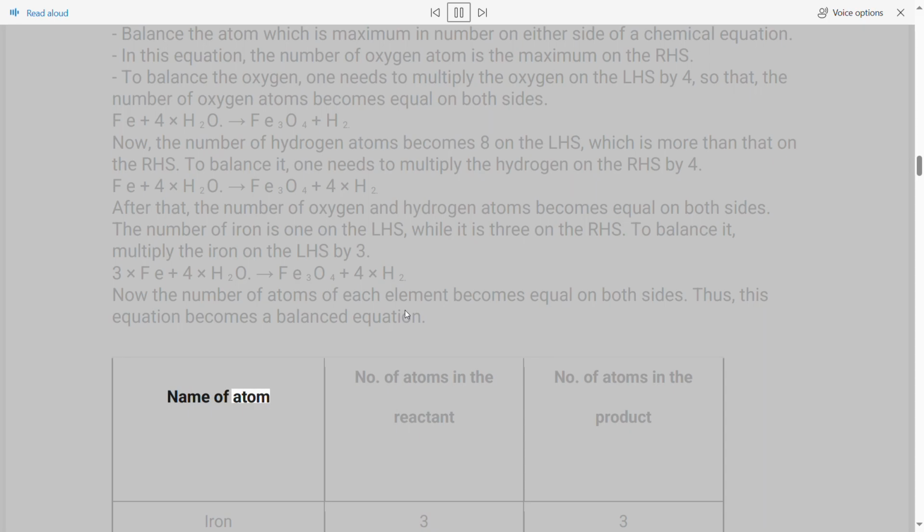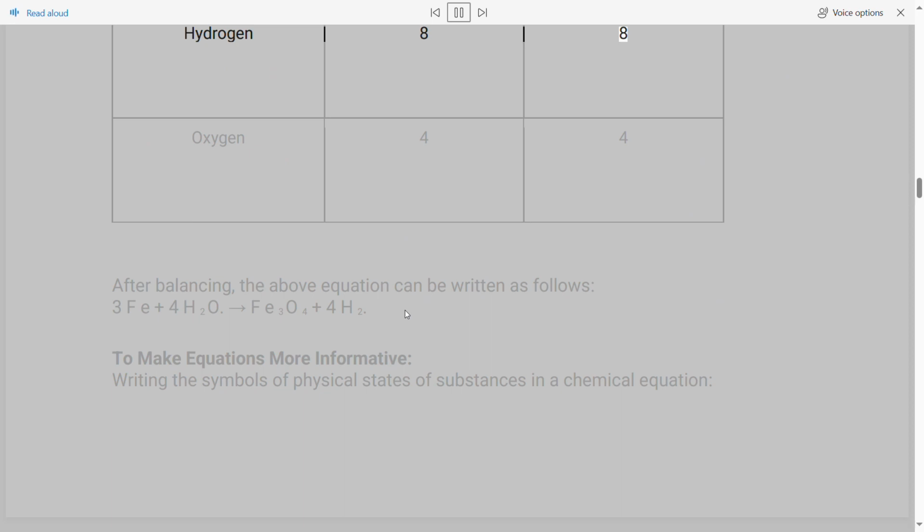Name of atom, number of atoms in the reactant, number of atoms in the product. Iron 3, 3. Hydrogen 8, 8. Oxygen 4, 4. After balancing, the above equation can be written as follows: 3 Fe + 4 H2O. Fe3O4 + 4 H2.